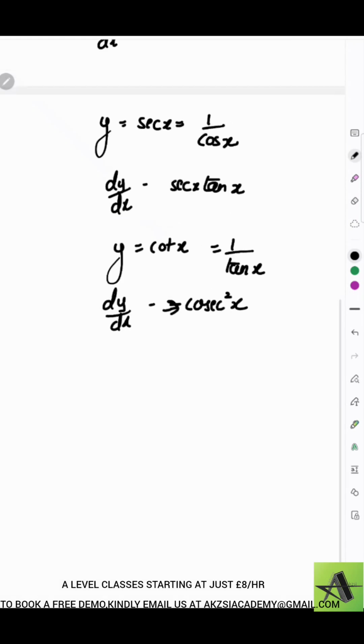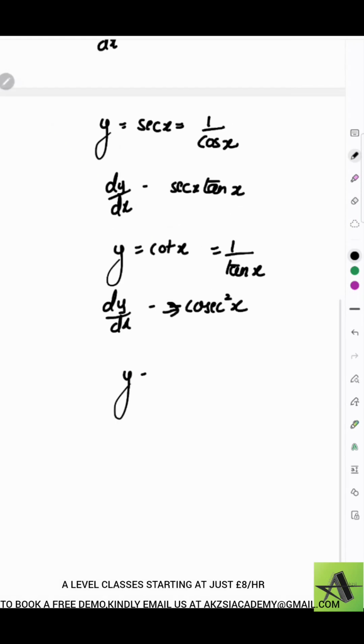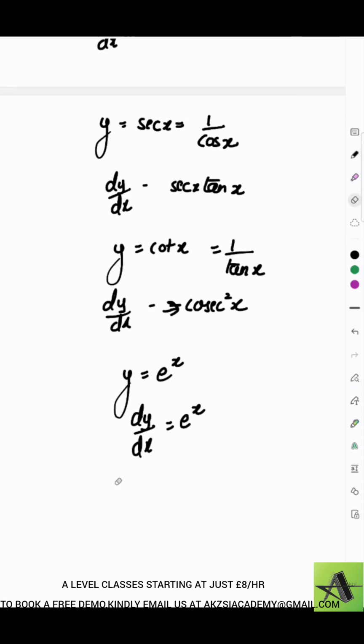We have exponential function. It's very easy. The differentiation of e to the power of x is e to the power of x. And differentiation of log base a x is 1 over x log a.